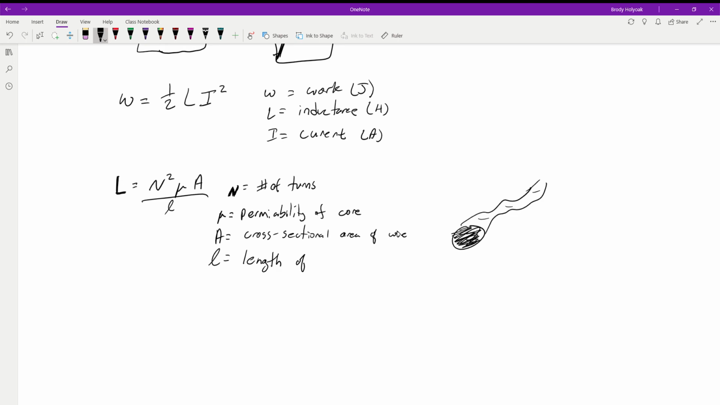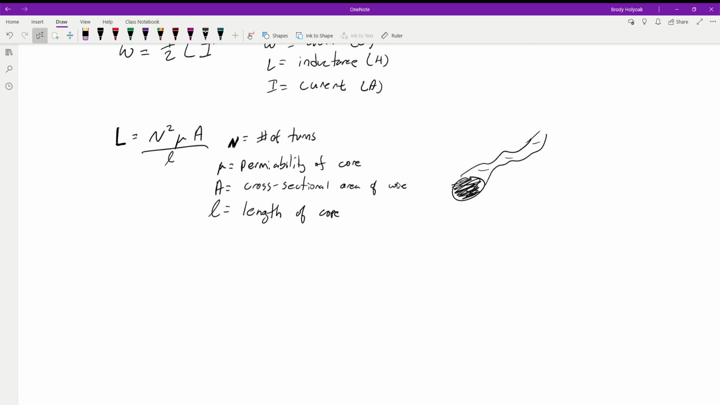L-E-N-G-T-H, length of core. So those are the properties of how an inductor is made, and you could make your own if you wanted. The permeability of the core is a value you can look up. There's a chart for it. Like I said, we're not going into these a whole lot, so we don't really care, but this is how it is derived, so you could construct one yourself if you wanted to.